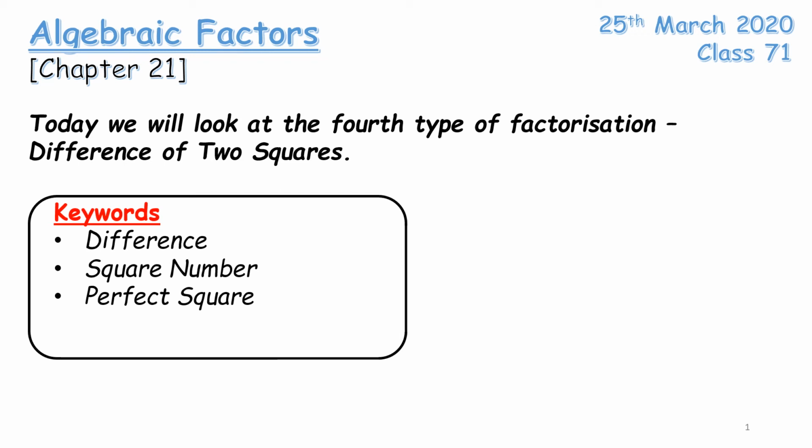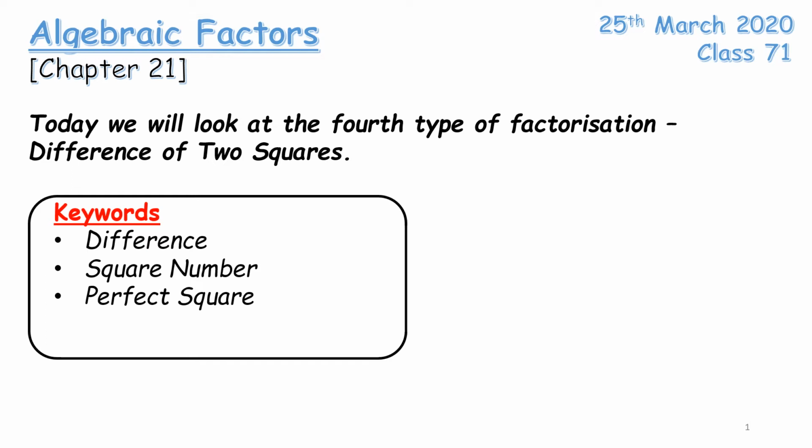So we're the 25th of March and today we're going to look at the final type of factorisation, which is called difference of two squares. We're talking about difference, which is a word for subtract in maths. If I ask you what's the difference between 10 and 3, you would hopefully tell me 7. So when you see the word difference in maths, it's always talking about this subtraction.